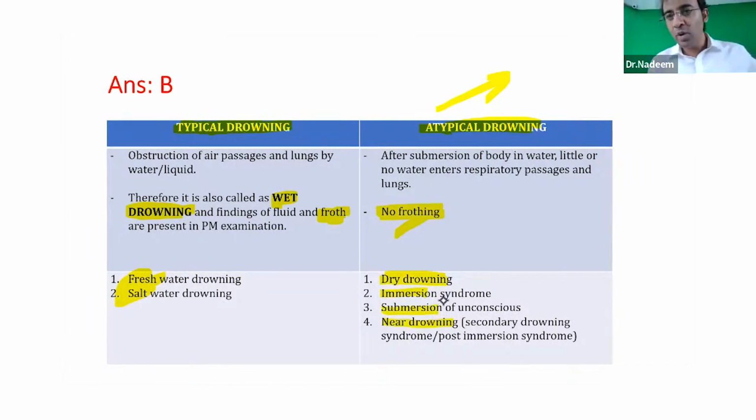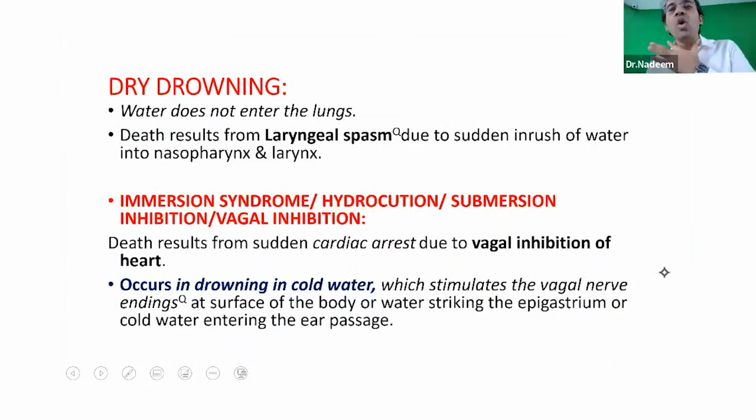Do understand all these points are extremely important. See what is happening here. Meaning of dry drowning: when water does not enter into the lungs, and because of the sudden inrush of water there is sudden laryngospasm, and after that the patient dies. This is dry drowning.